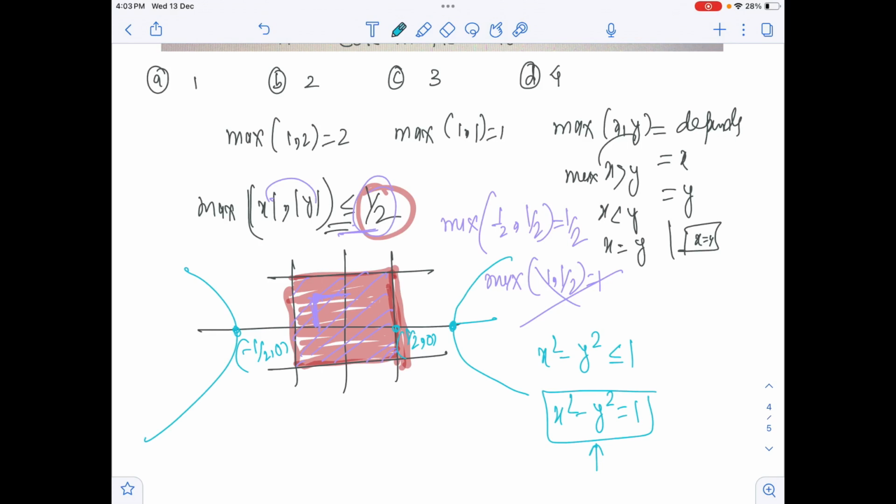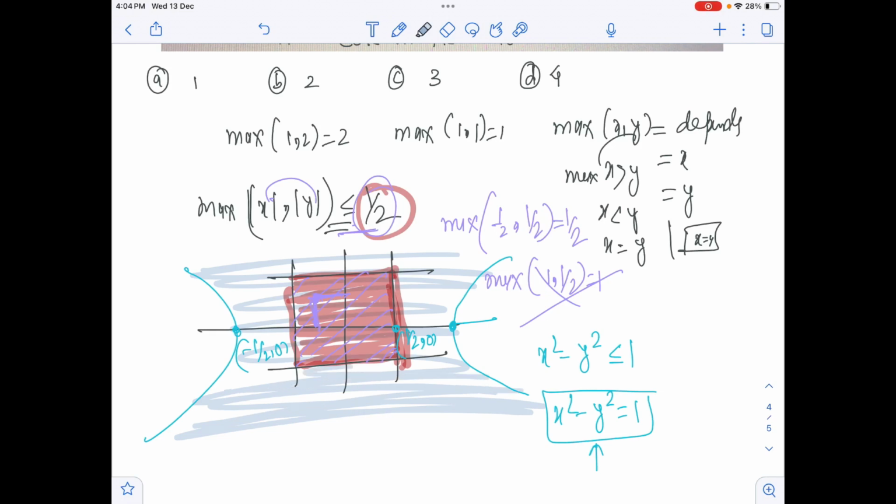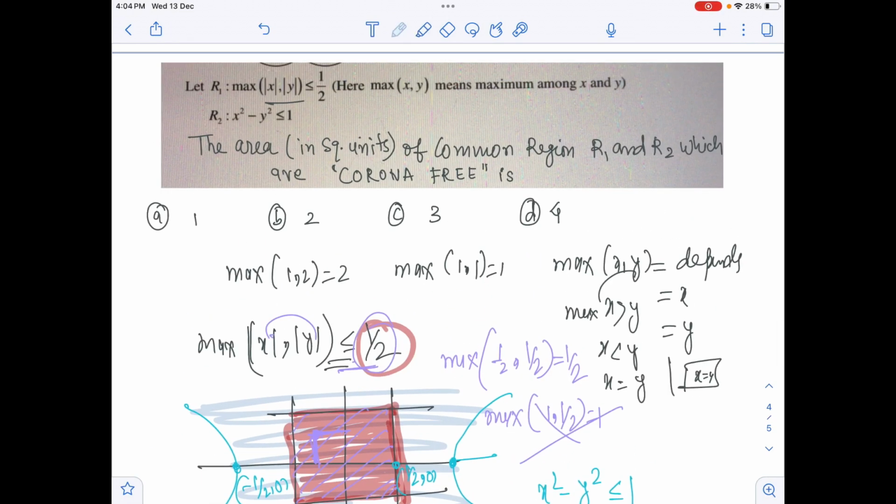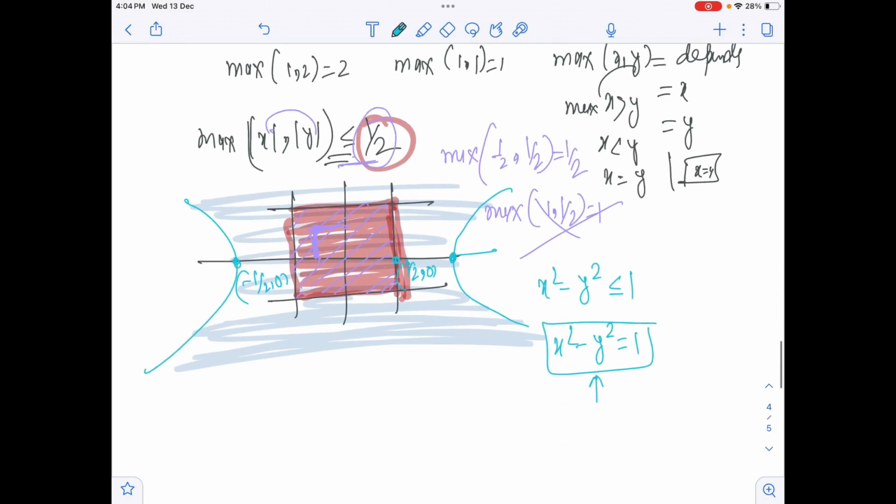And now you have less than equal to 1. Less than equal to 1 means this region. It means if y is 0, x will be between minus 1 and plus 1. So we have basically this region for the second curve. Now the question is the area of the common region in R1 and R2 which is corona free.